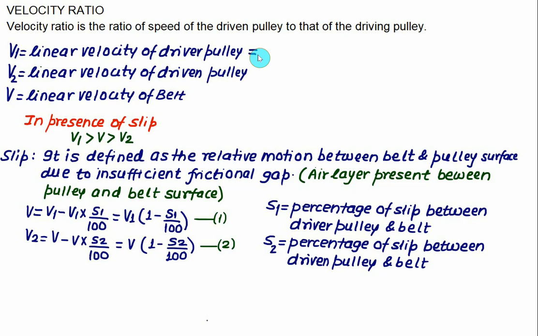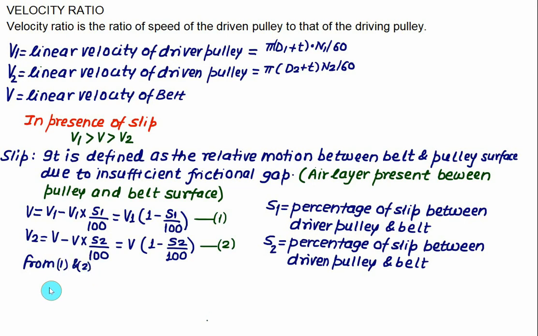But as far as the linear velocity of a driver pulley is considered, it includes the thickness. This value is given as pi into (d1 plus t) multiplied by n1 divided by 60. And the linear velocity of a driven pulley, considering the thickness, is given as pi into (d2 plus thickness of the belt) multiplied by n2 by 60. So using these two equations, we can substitute here for V from equation 1.